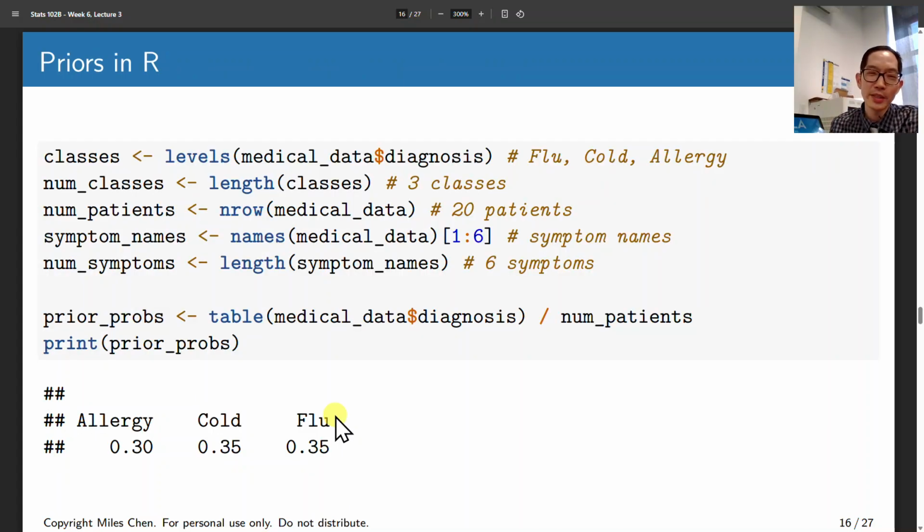But anyway, this will be our prior probabilities. As far as prior probabilities in R go, we'll just use our table function, and that will give us counts: 6 for allergy, 7 for cold, 7 for flu. Then I divide by the number of patients, and I get those numbers. Allergy has a prior probability of 0.3, cold 0.35, and flu 0.35.